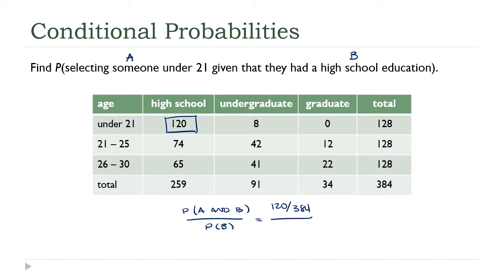Now, you see this part is different, right? This is the probability of having a high school education. All right, that's 259 people divided by 384. Again, this 384 cancels. 120 over 259, that's 0.463. Very different, right? Different results.